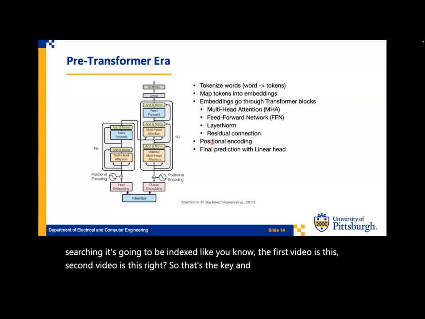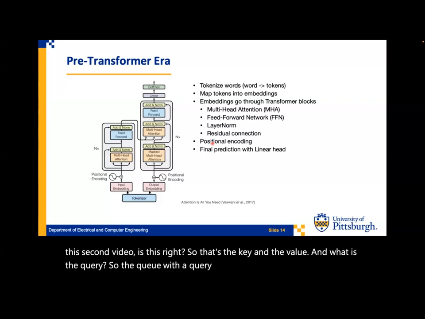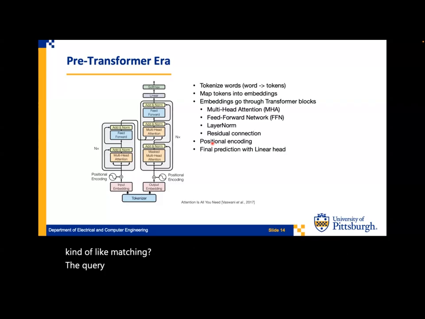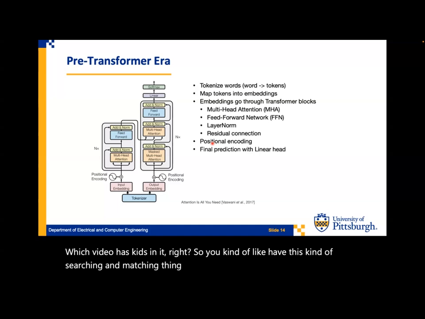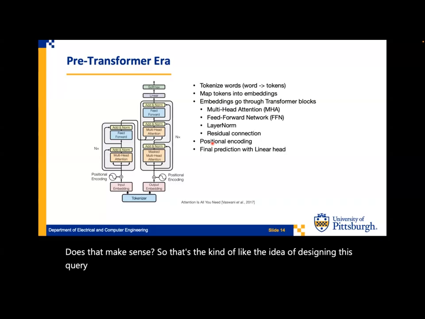And what is the query? The query basically says, I want to look for a video with, I don't know, kids in it. So then you are matching the query with the index to see which video has kids in it, right? You have this kind of searching and matching to find which video has kids singing songs. Does that make sense? So that's the idea of designing these query, key, and value vectors.